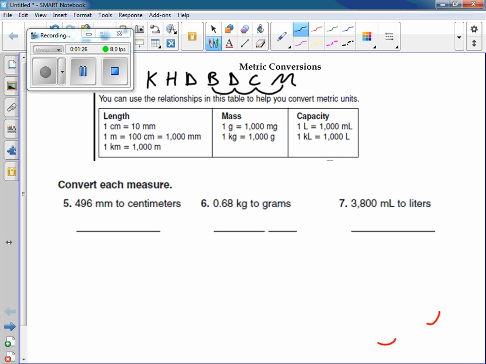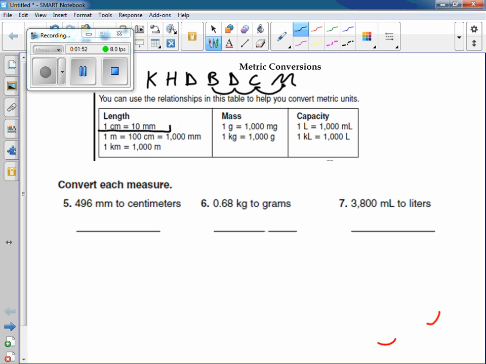So I'm going to start off right down here with 496 millimeters. We're going from millimeters to centimeters. According to King Henry, we would move from milli to centi. We essentially would lose 1 decimal place, and our answer would be 49.6 centimeters.